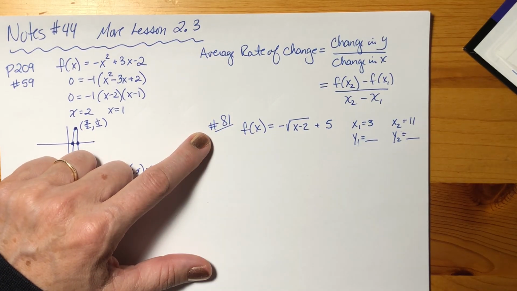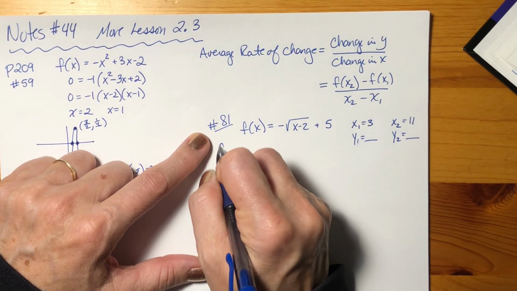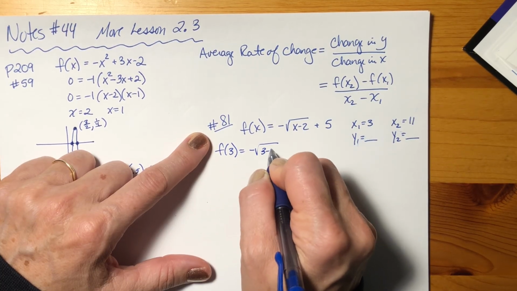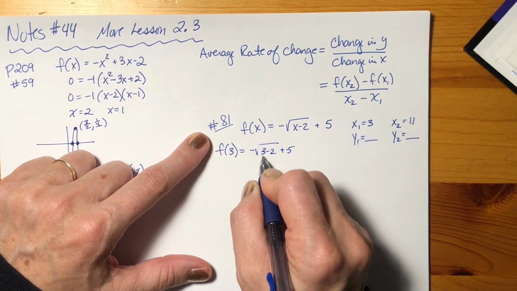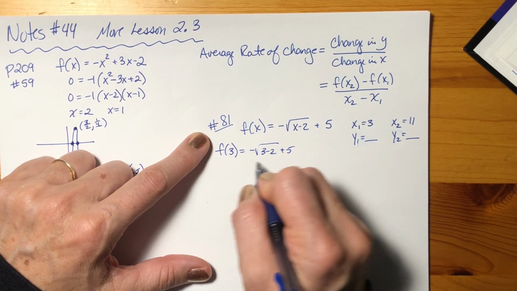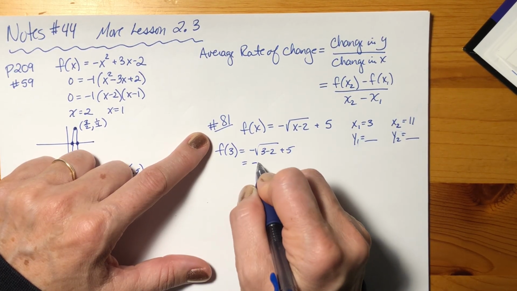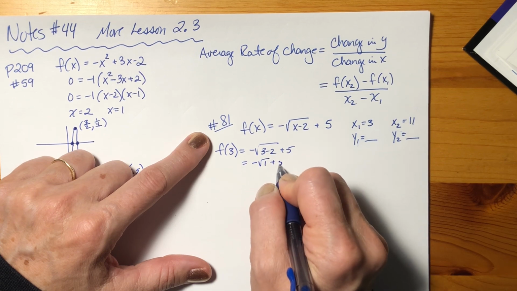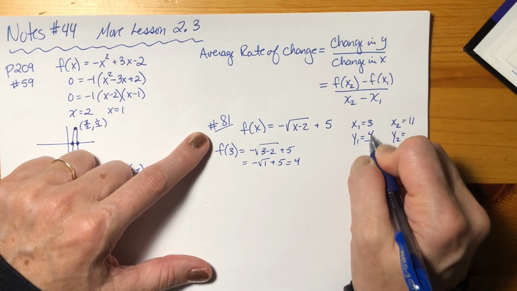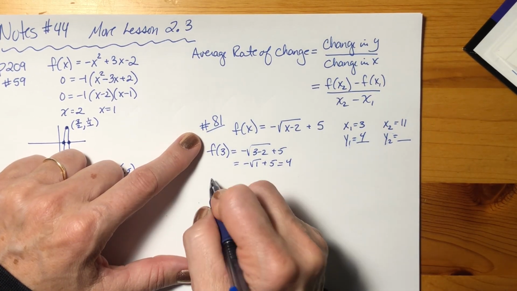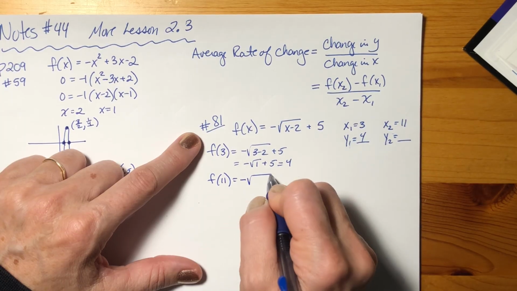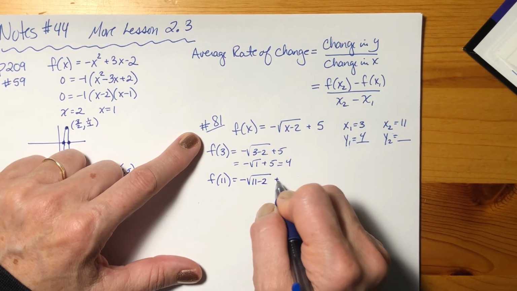Okay, so let's plug 3 in. Let's find f of 3. That's equal to the opposite of the square root of 3 minus 2 plus 5. So 3 minus 2, that gives me 1. So I've got, let's see, make it neat, negative square root of 1 plus 5. So that's negative 1 plus 5. That gives me 4. So I'll put my 4 in here. And f of 11, let's plug 11 in, opposite of the square root of 11 minus 2 plus 5.